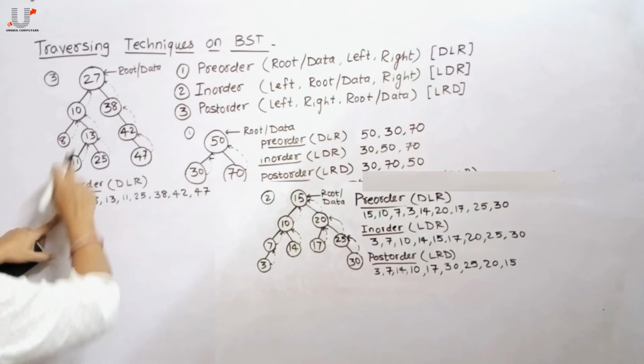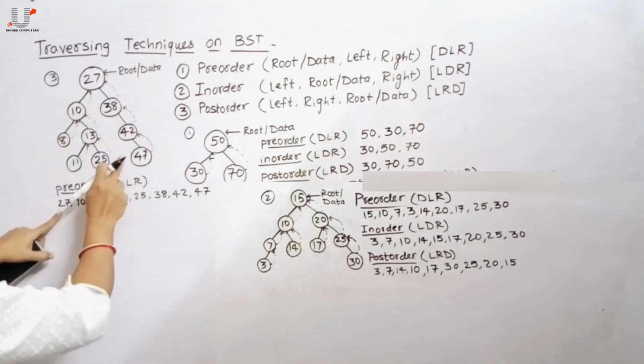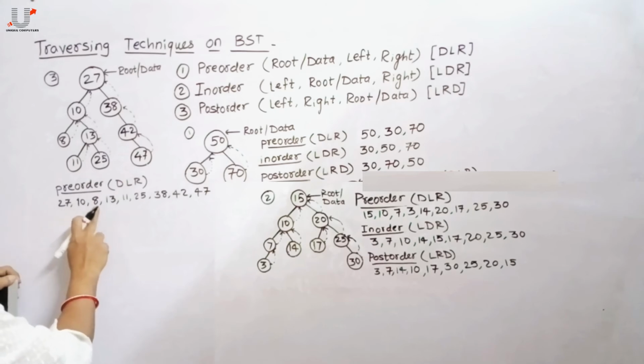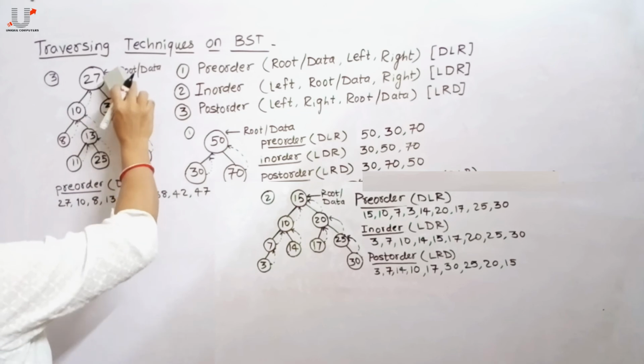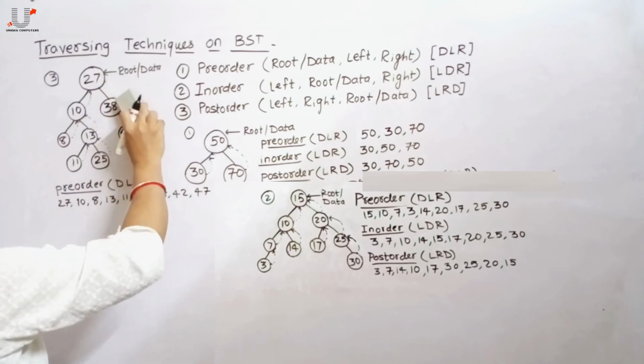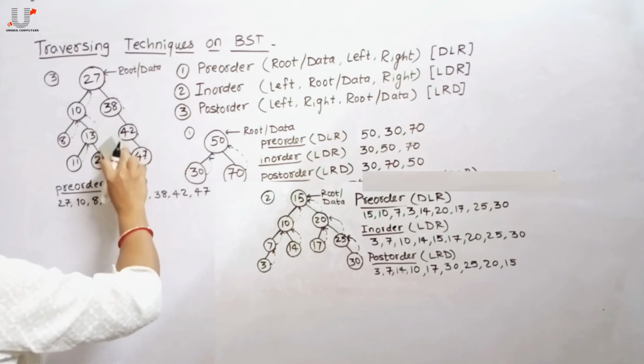So here 1, 2, 3, 4, 5, 6, 7, 8, 9 nodes are there in the binary search tree. So this is the pre-order traversing of this binary search tree.